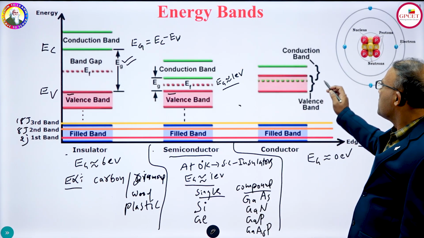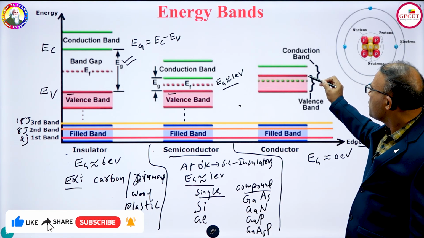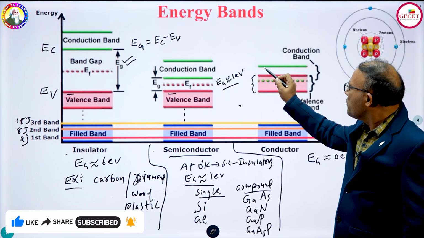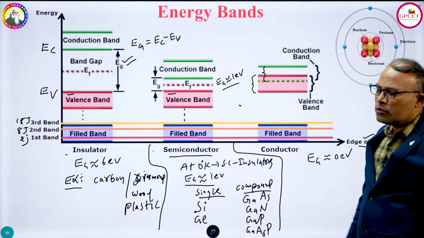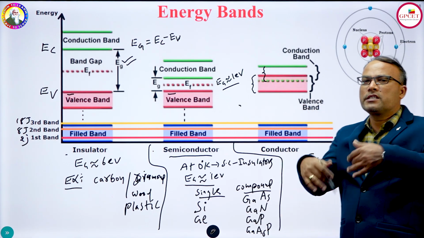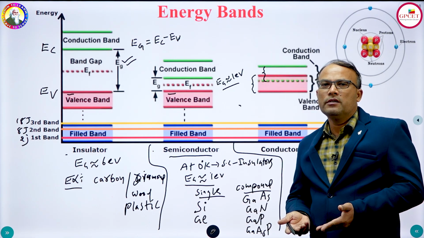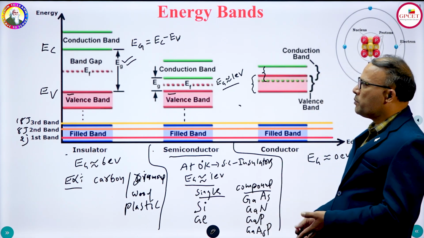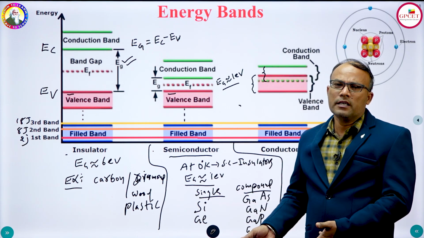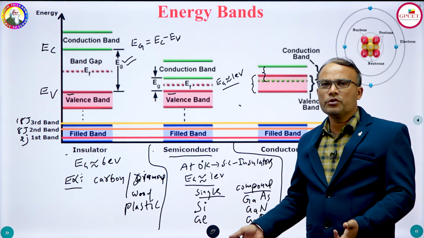Overlap means that from this point to this point it is conduction band, and from this point to this point it is valence band, but here both are overlapped. So the electrons present in the valence band already exist in the conduction band. There is no need to give external energy for an electron in the valence band to jump into the conduction band. It's already there because of the overlap, because the energy gap is equal to 0.